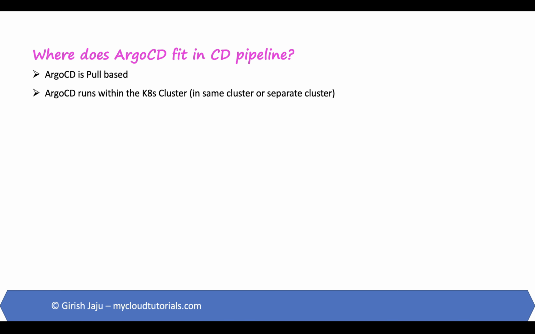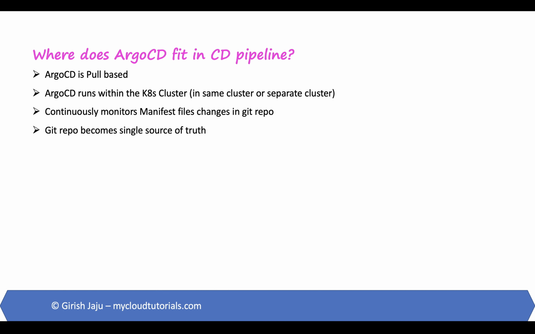As I said, Argo CD runs within the EKS cluster. It can run within the same cluster where your other applications are running, or it can run in its own cluster and manage applications on multiple Kubernetes clusters. Once it's set up, it continuously monitors the manifest files and the changes in the GitHub repo. And Git becomes your single source of truth.